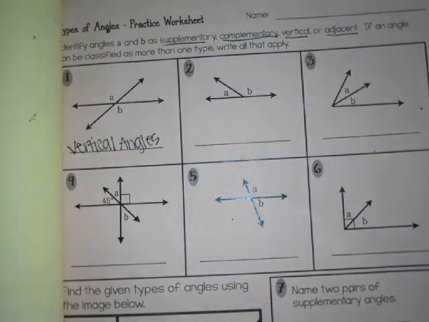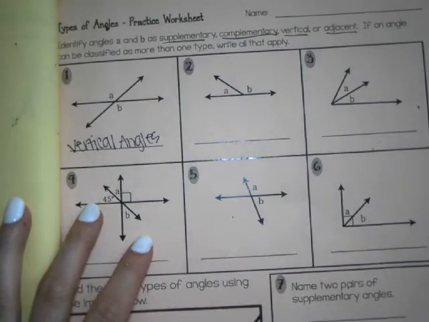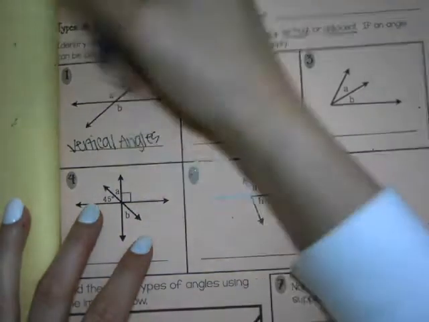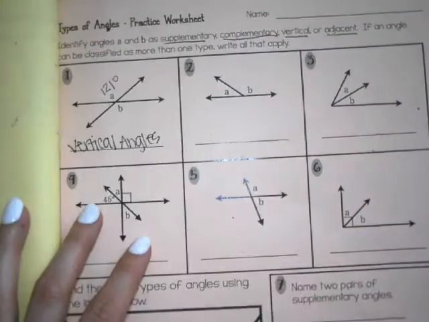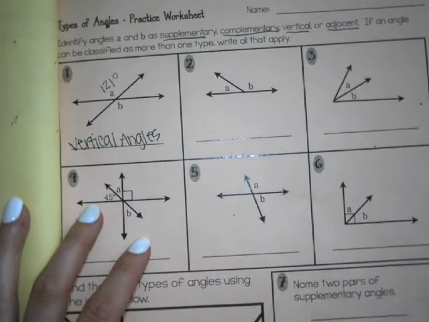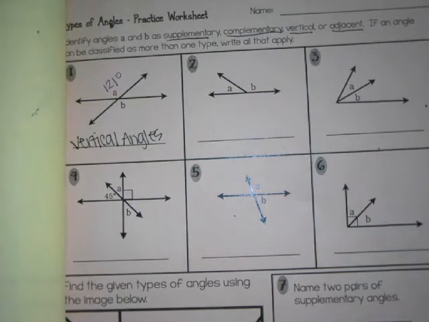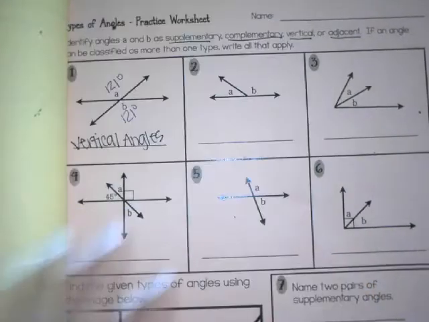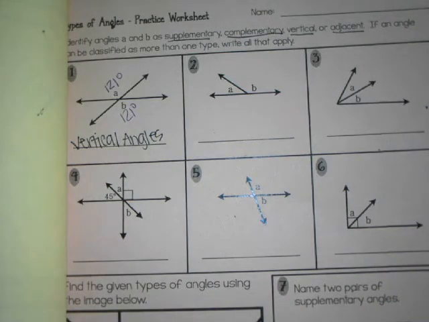But the thing with vertical angles is they will always have the exact same measurement, which means that if I tell you that angle A is 121 degrees, and we know that angle A and angle B are vertical angles, they are always equal. So if angle A is 121 degrees, that means angle B is 121 degrees because of vertical angles. Does that make sense, guys? Any questions so far?